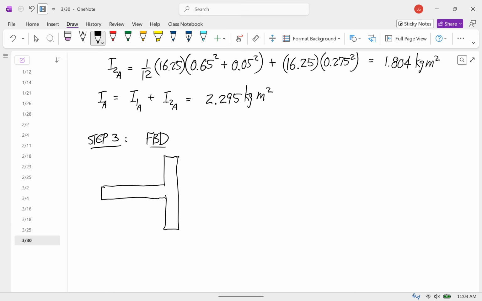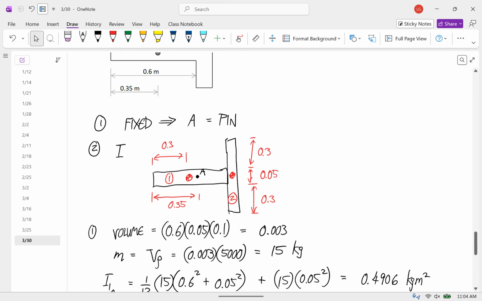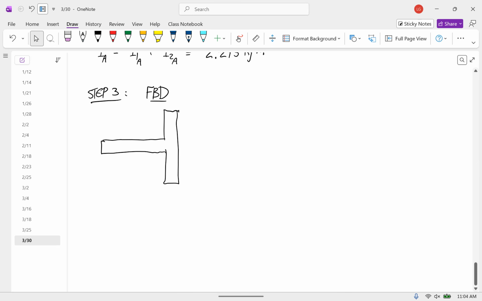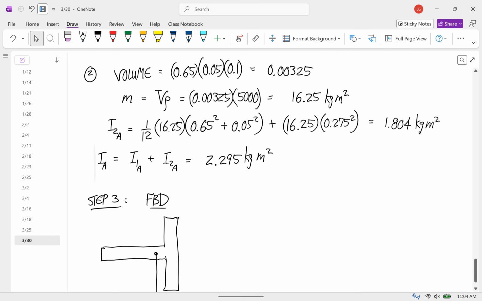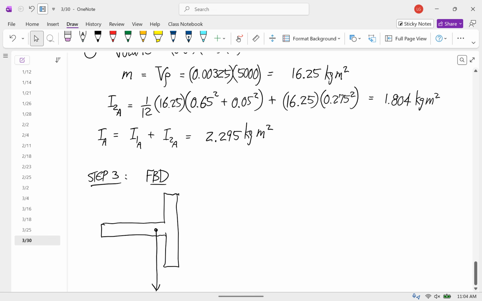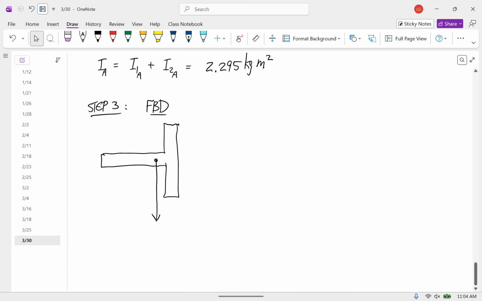Okay, so what loads are acting on this body? The weight. And remember, the weight acts at the center of mass of this whole body. So that's why we're going to have to calculate that. I'm going to assume it's somewhere over here. And the total amount is going to be the total mass times 9.81. So 15, what's that, 31.25 times 9.81. So this is 306.56.